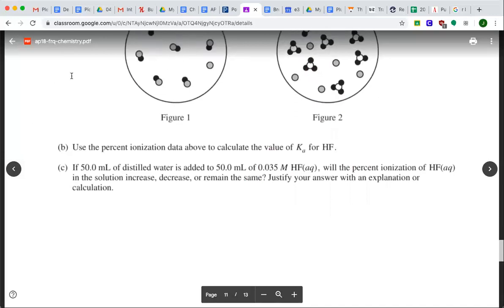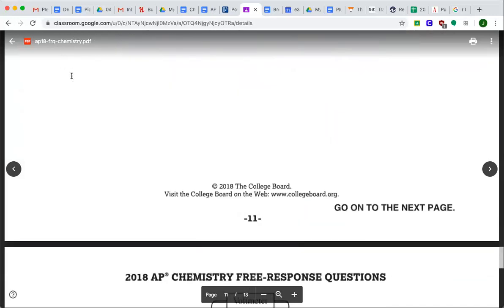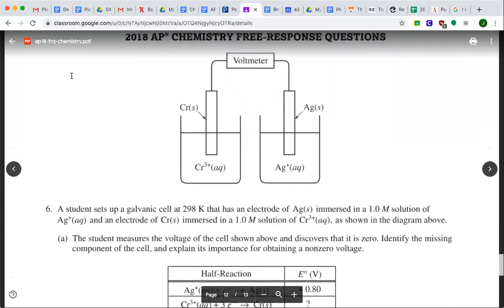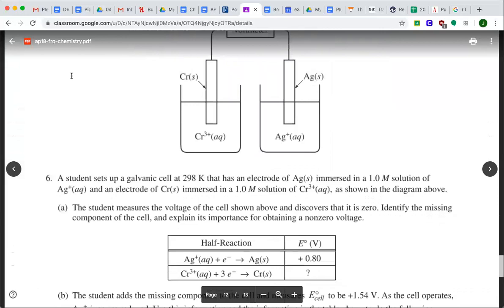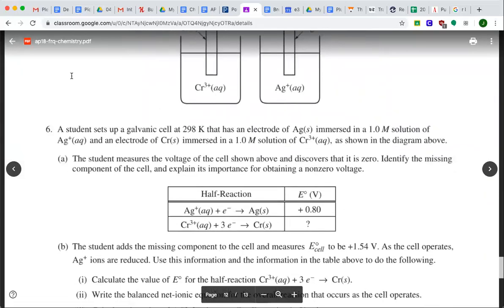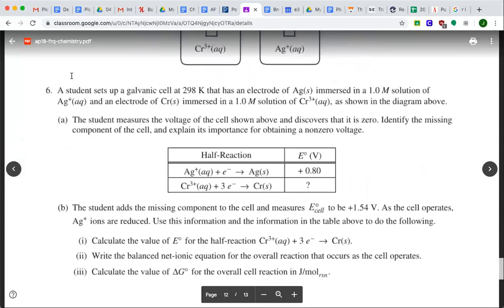All right, let's move on. Oh, okay, a galvanic cell. And then guys, if you see one of these on the test, just go ahead and let it go, because we really didn't talk about this.